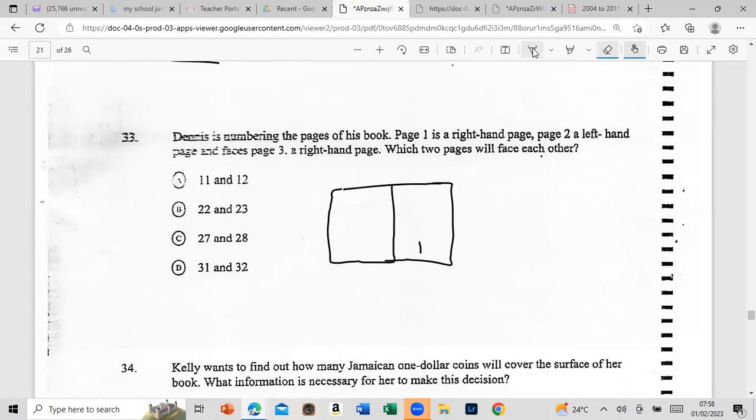I literally don't know how they. Alright, so 2 and 3 are going to face each other. We have followed the pattern. 2 and 3, then you have 4 and 5, because one is the first page on its own. You see? Alright, so 5 and 6, 6 and 7. Let me take 8 and 9.